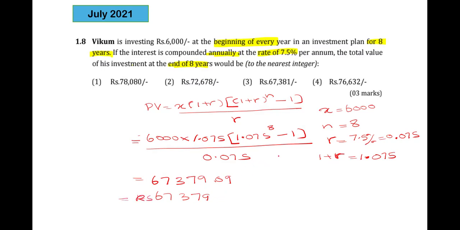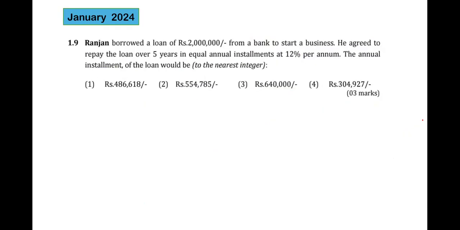But the nearest answer given is 67,008. There is a small difference, a 2 rupee difference, no? Sometimes this happens in the paper. In this situation, you will select the nearest answer.